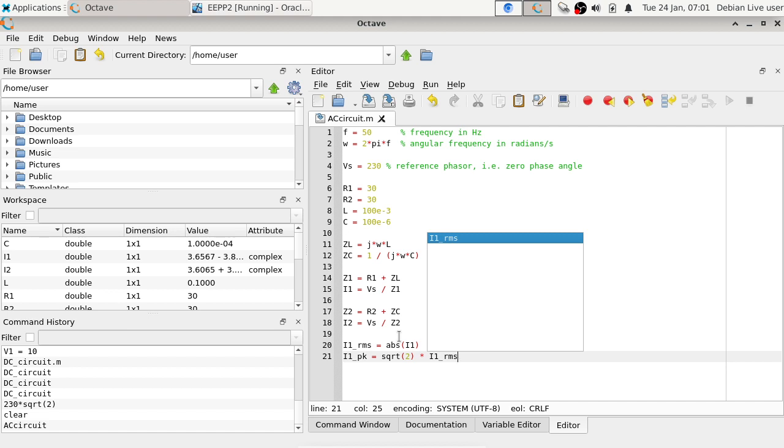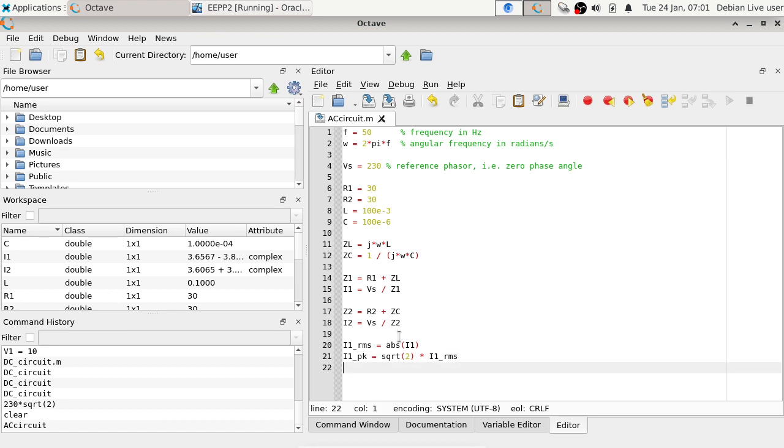So I'm creating a lot more variables than I need to here, but I just want to break this down into little steps. So that's I1, and we've calculated I1 peak, and then finally I just get I1 angle, or let's call it I1 phase. So this is going to be the phase angle of the current I1 through that first branch. So we can get the angle of a complex number in MATLAB or Octave just using the angle function, and in this case it's the angle of the actual phasor I1.